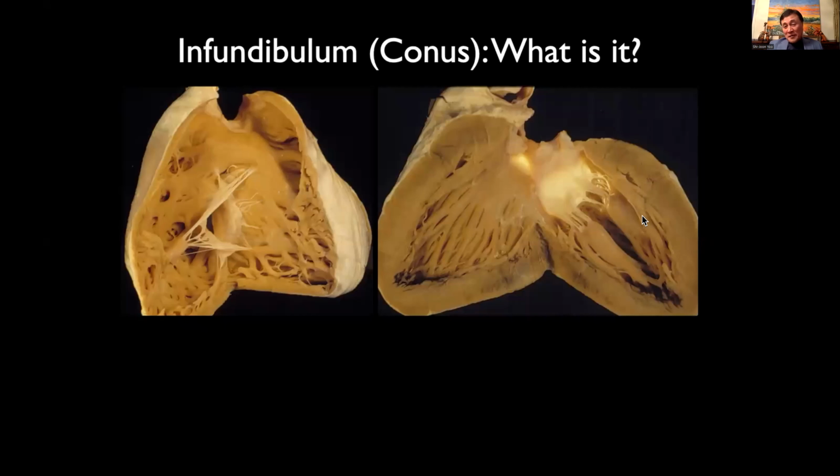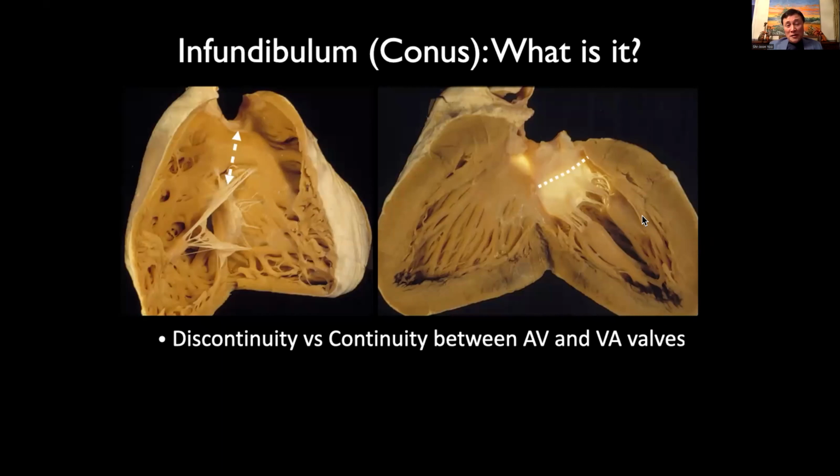In double outlet right ventricle, it is worthwhile for us to think about what the infundibulum really is. I talked about it already, but let's look at it from a different perspective. In the normal right ventricle, the pulmonary valve and tricuspid valve are separate because of muscle here. In the left ventricle, the aortic valve and mitral valve are in fibrous continuity. So we use descriptive terminology: discontinuity versus continuity between the arterial valve and the AV valve. Okay, so discontinuity and continuity.